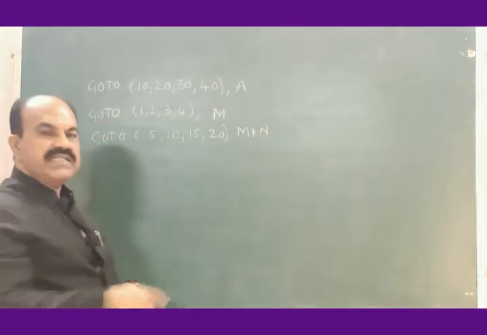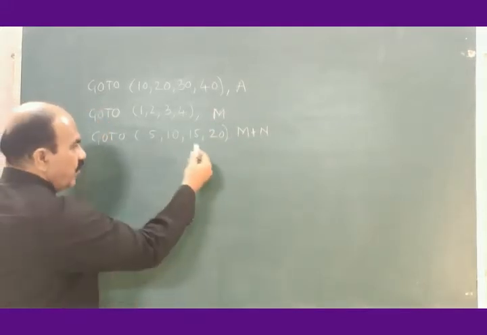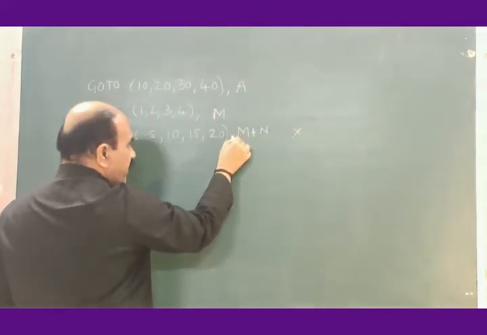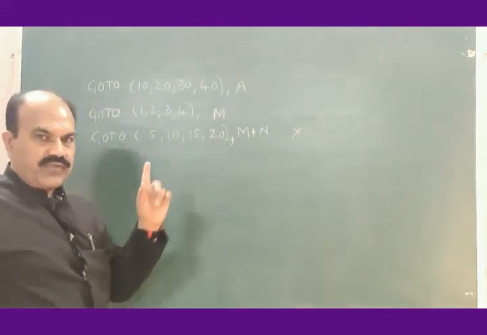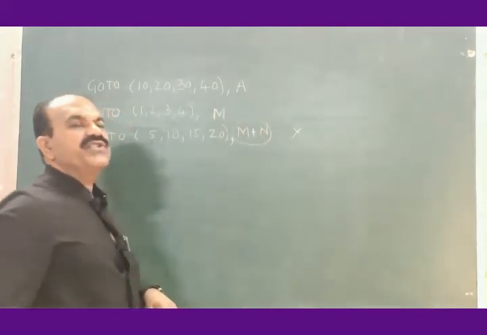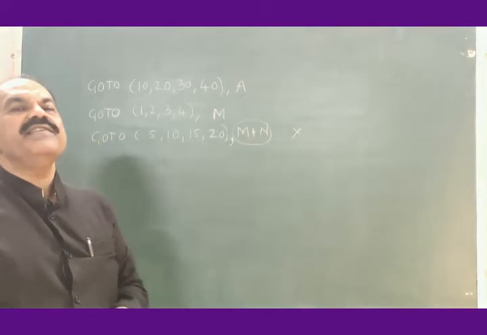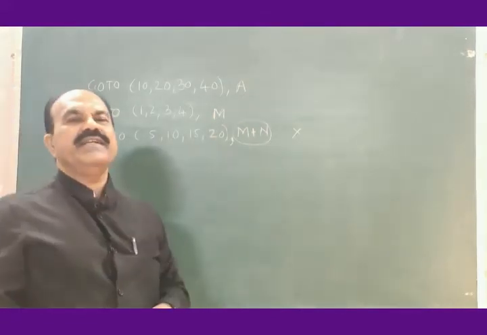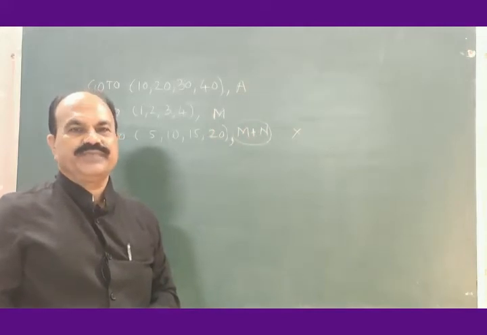Is this example correct? No, it is not correct. Why? The comma is not given here. That is one mistake. The other mistake: M plus 1 is not a variable. It is an arithmetic expression, and therefore this statement is wrong.